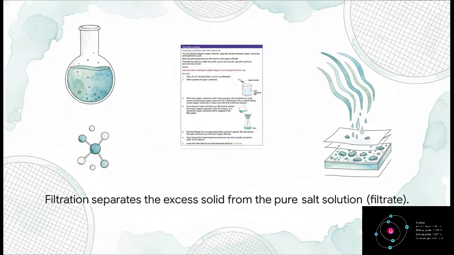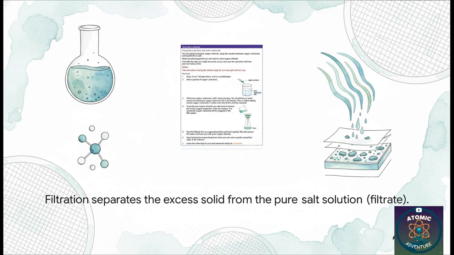So the next step is filtration. It's a simple but really clever way to separate our mixture. Think of the filter paper like a sieve. It traps the solid, unreacted carbonate, but it allows the pure salt solution to pass right through. And that clear liquid that we collect, that's called the filtrate.